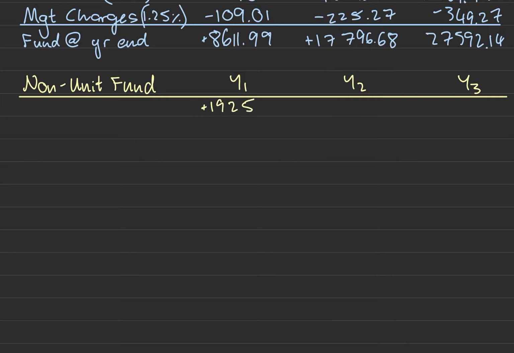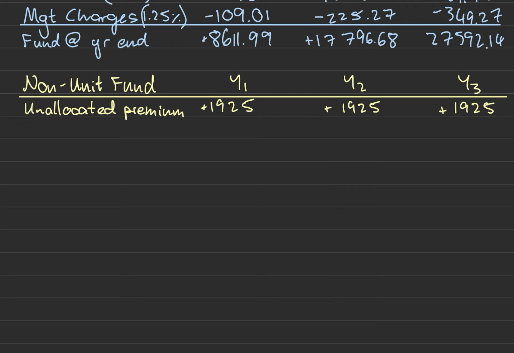And what is this? This is my unallocated premium. And then I get that in all of the years. So plus 1925, plus 1925.